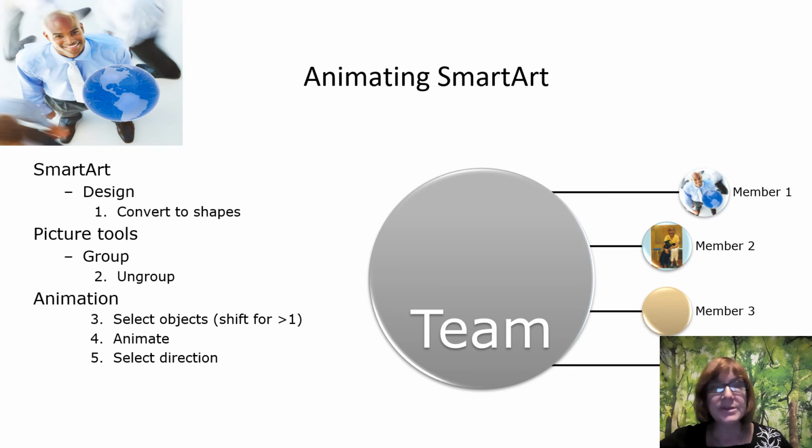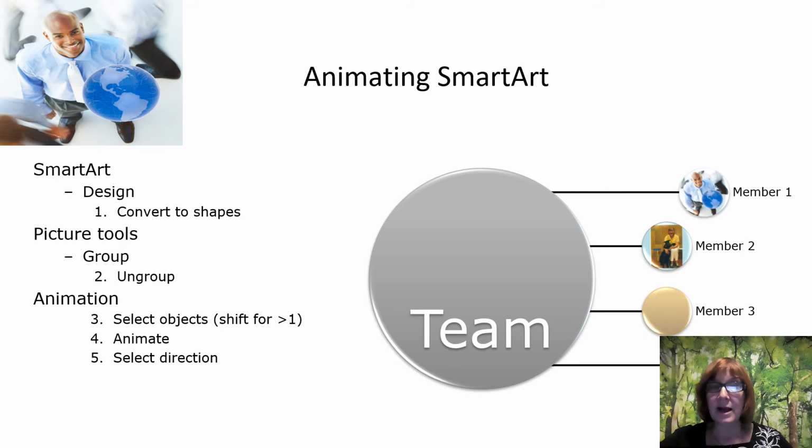So in this case, if you're animating your SmartArt, what you want to do is go to Design, one of the drop-down menus at the top, and there's a Convert to Shapes option. As I say, make a copy of it so you can go back and change it later if you need to, because after you convert it to shapes, it makes each one of these into a little picture, and you can't edit it anymore. Then you go to Picture Tools and Ungroup, and then you can animate each one.